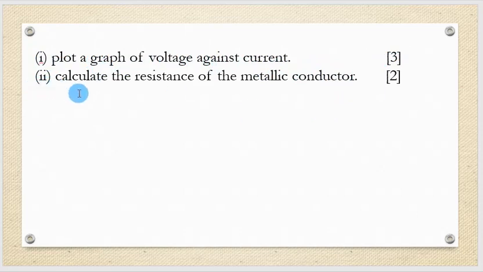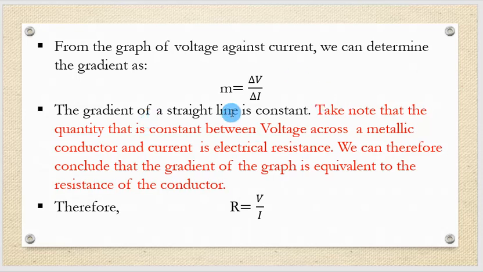Then the next question is, calculate the resistance of the metallic conductor. So the resistance of the metallic conductor, how are you going to calculate it? Remember what we have said in this point here, where we have said we can therefore conclude that the gradient of the graph is equivalent to the resistance of the conductor. So that's what you can see, that these points are very important, because it is from there that those questions were made.